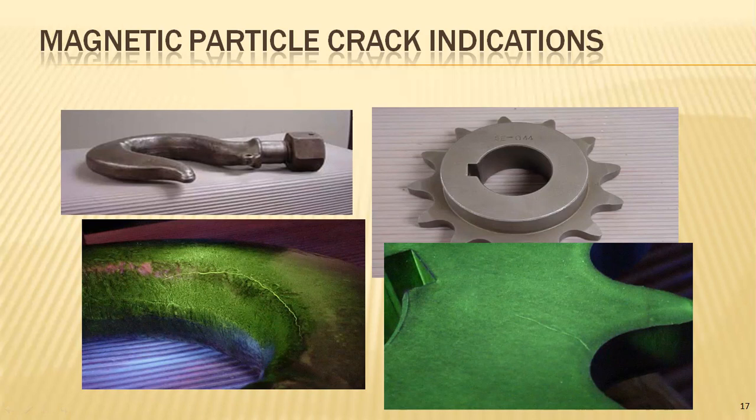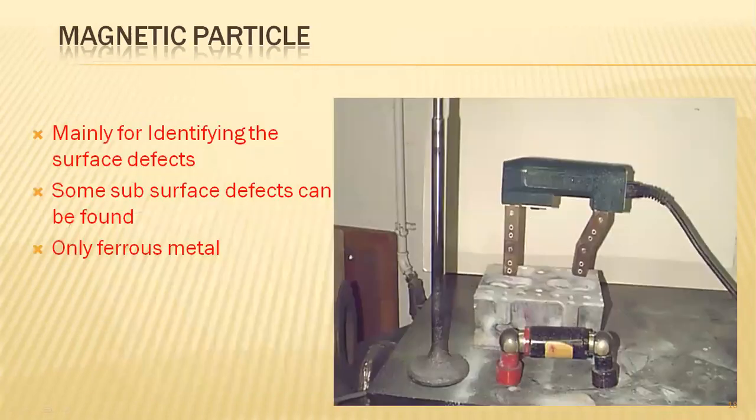This is the best source for identifying the strength in the magnetic particle and any voids or cracks that have occurred. And this is the second way of magnetizing the specimen, mainly for identifying surface defects. Some surface defects can also be found out this way. This process is limited only to ferrous kinds of metals.